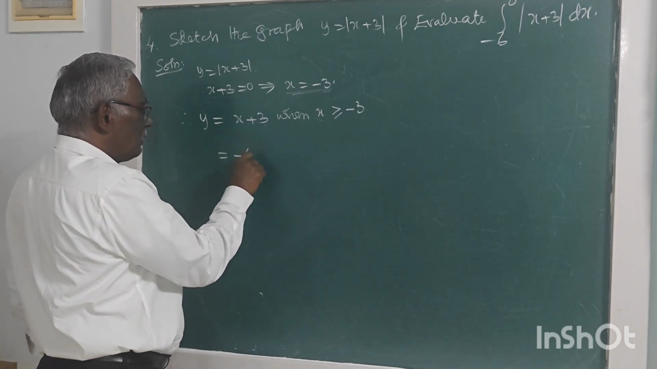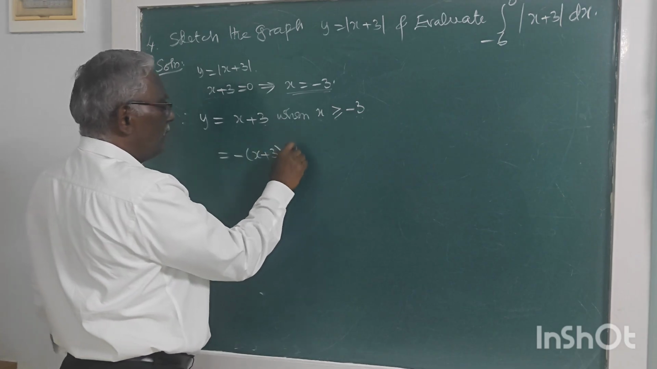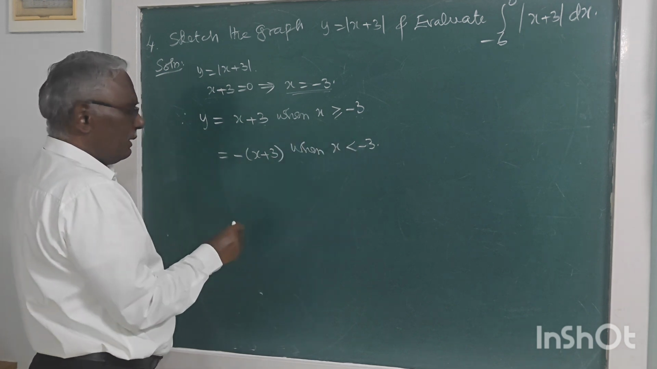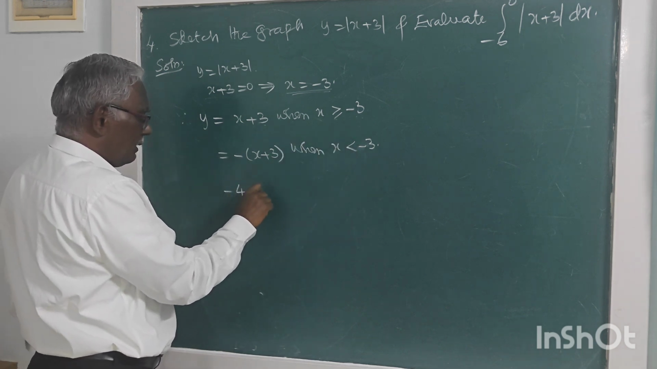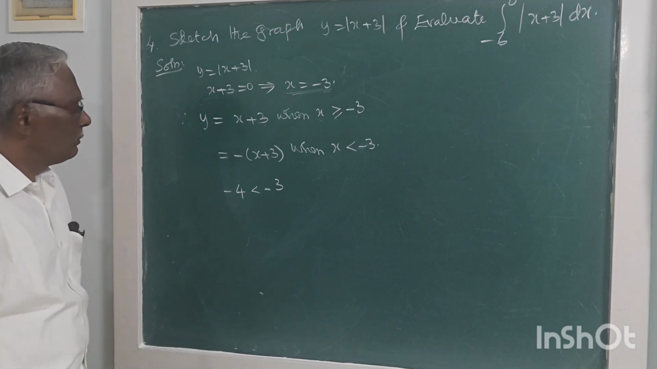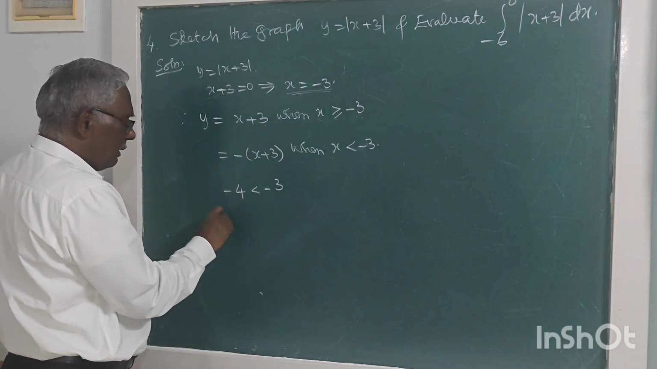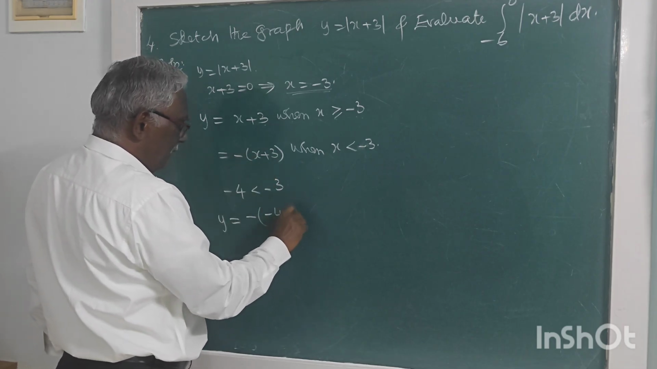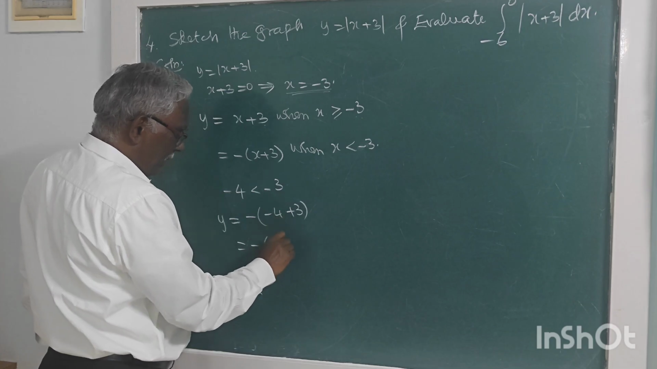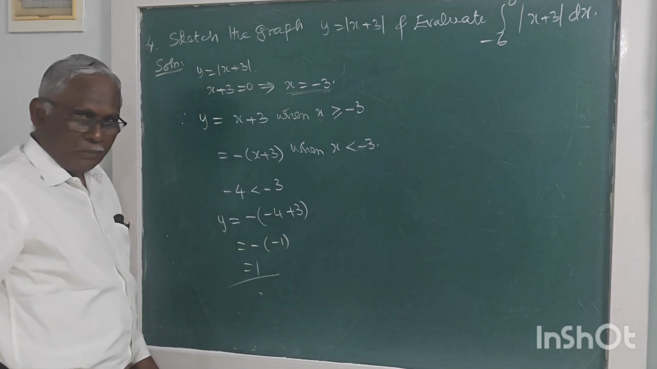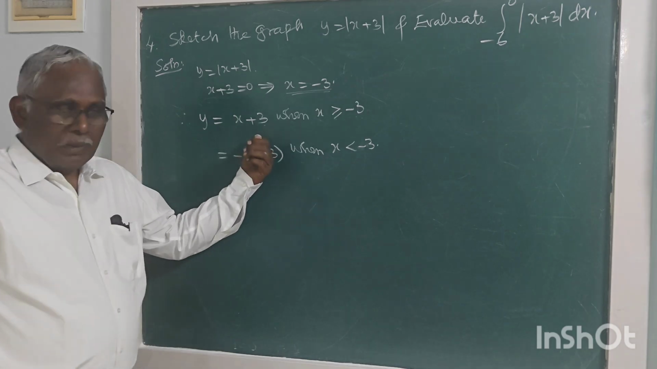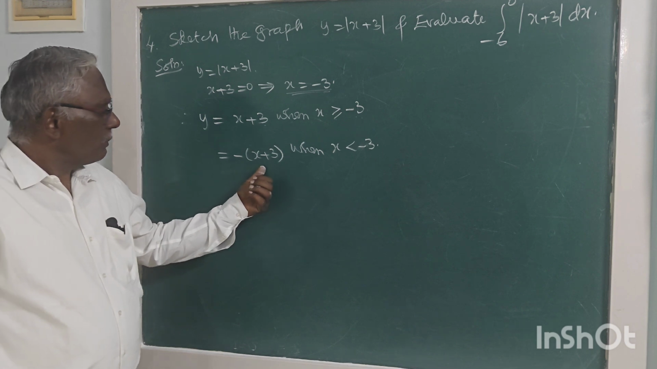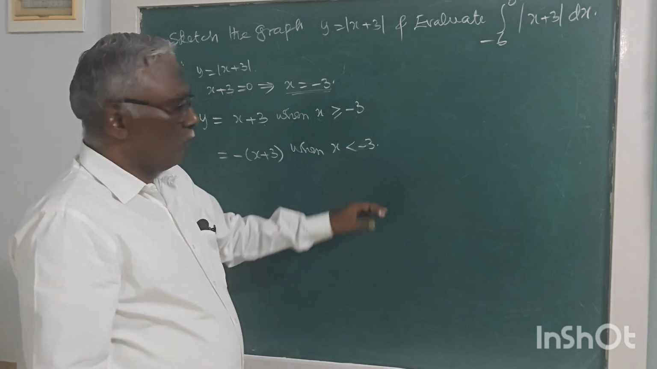Again, y is equal to minus of x plus 3 when x is less than minus 3. So we will take a value less than minus 3, so minus 4 is less than minus 3. We will substitute here. Minus of x is minus 4 plus 3, minus of minus 1 is equal to plus 1. This way we are getting a positive value. So y is equal to x plus 3 if x is greater than or equal to minus 3, and y is equal to minus of x plus 3 when x is less than minus 3.